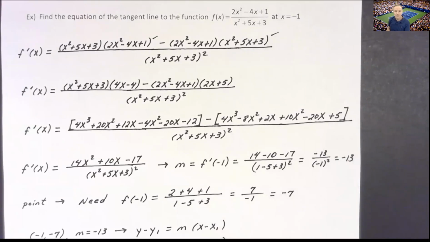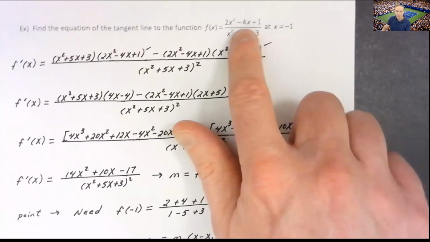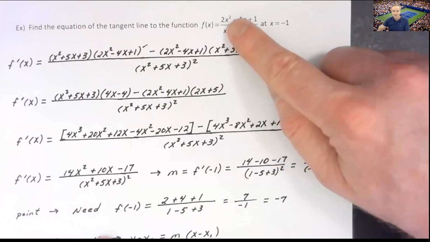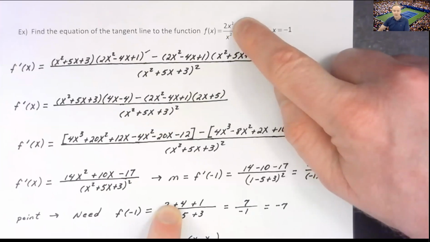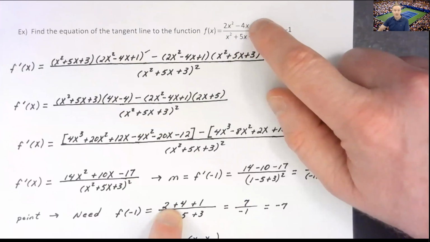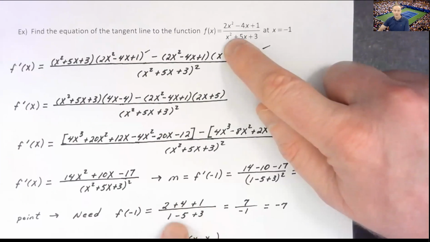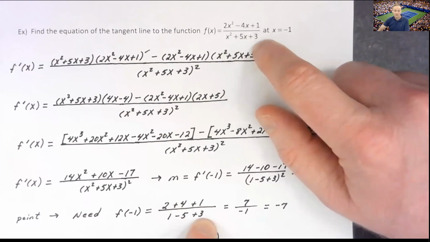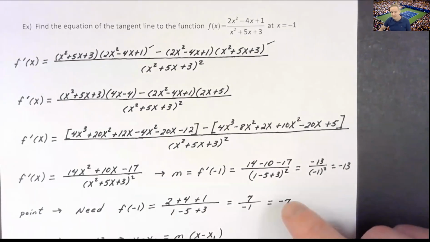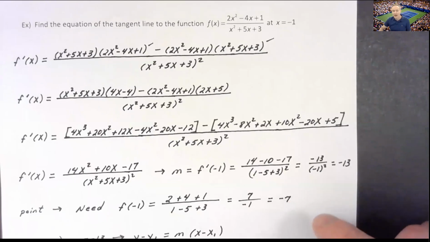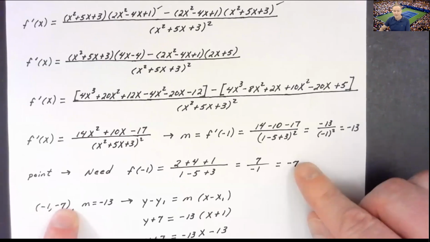Now, in order to find the point, all I did was plug -1 back into the original curve up here. So please notice, when I plug a -1 into this original curve, you would have 2 times -1 squared. That's just 2. Then you'd have plus 4 when you plug a -1 in there, plus 1. All over your denominator, you'd have 1 minus 5 plus 3. That gives me 7 over -1 for a y value of -7. So now I have the point. The point that I needed was when x is -1, y is -7.